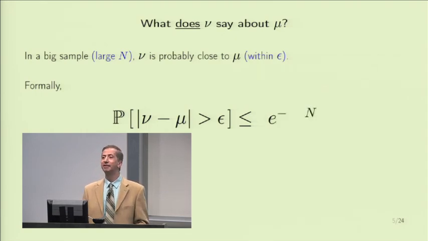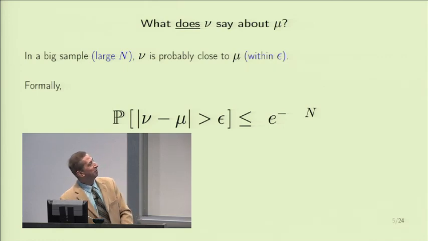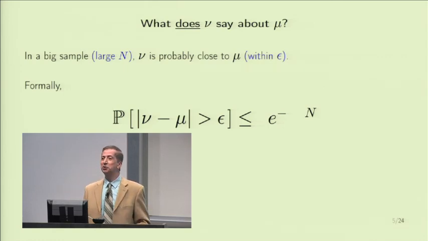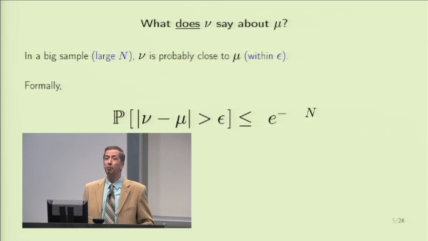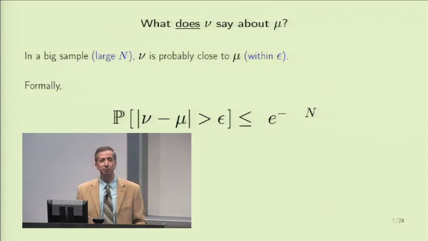Good news, okay? It's e to the minus n. It's a negative exponential. That is great because negative exponentials tend to die very fast. So if you get a bigger sample, this will be diminishingly small probability. So the probability of something bad happening will be very small, and we can claim that indeed nu will be within epsilon from mu, and we will be wrong for a very minute amount of the time. But that's the good news, okay? Now the bad news. Ouch.